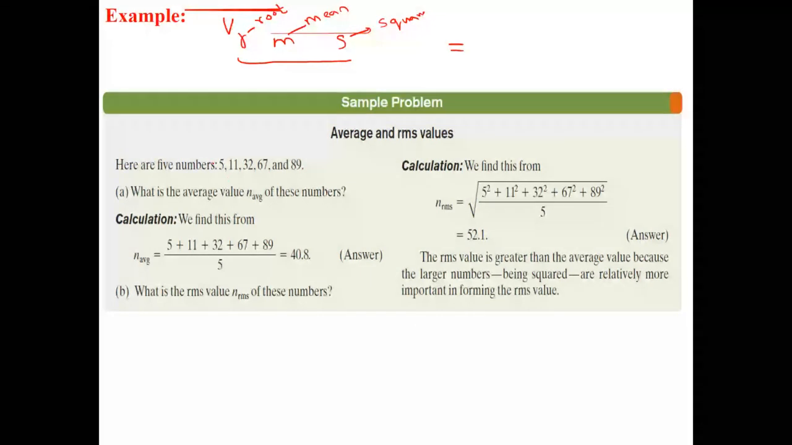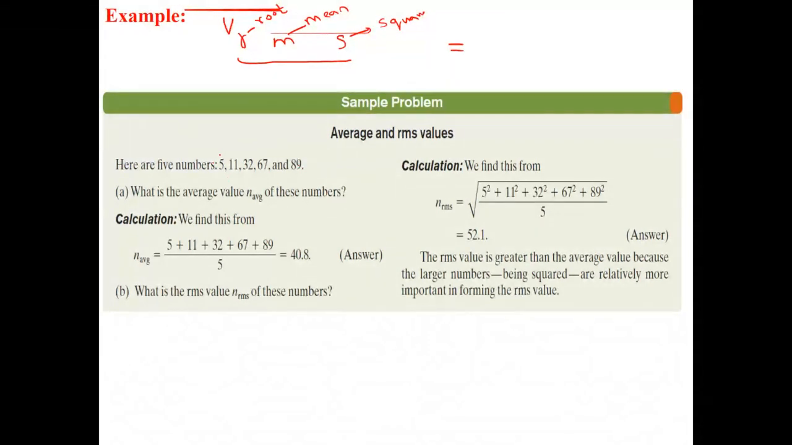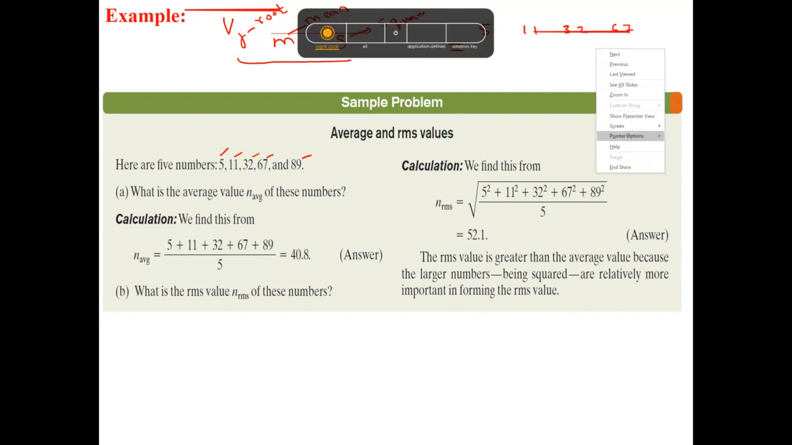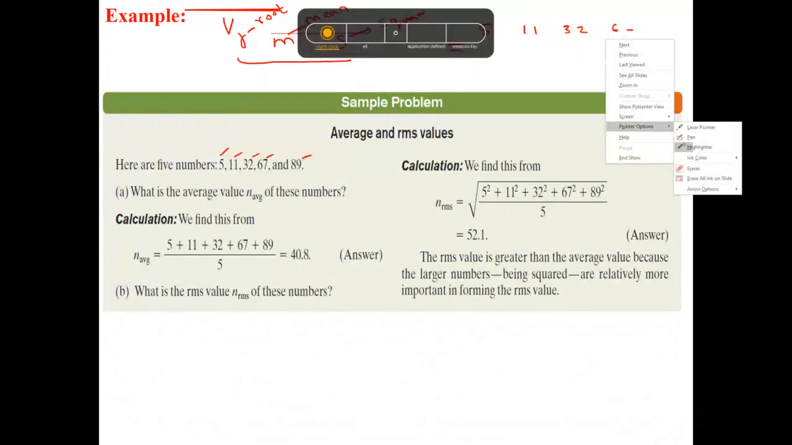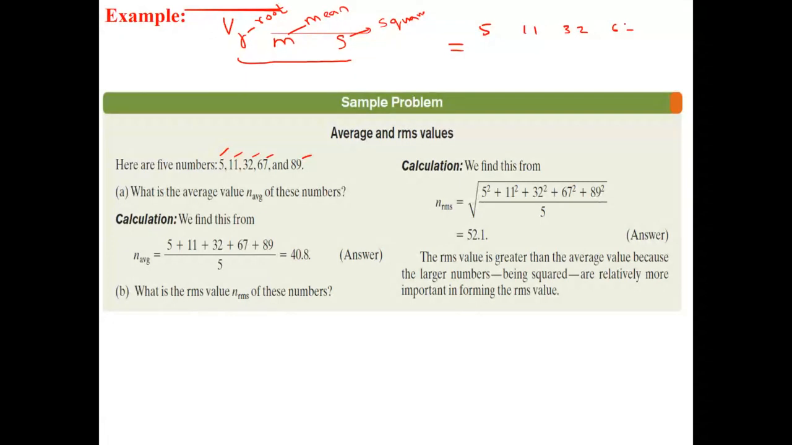If you want to find the RMS value for the given numbers, listen carefully. You have to do it like this. What are the numbers given here? 5, 11, 32, 67, and 89. We are going to find the RMS value for these given numbers.